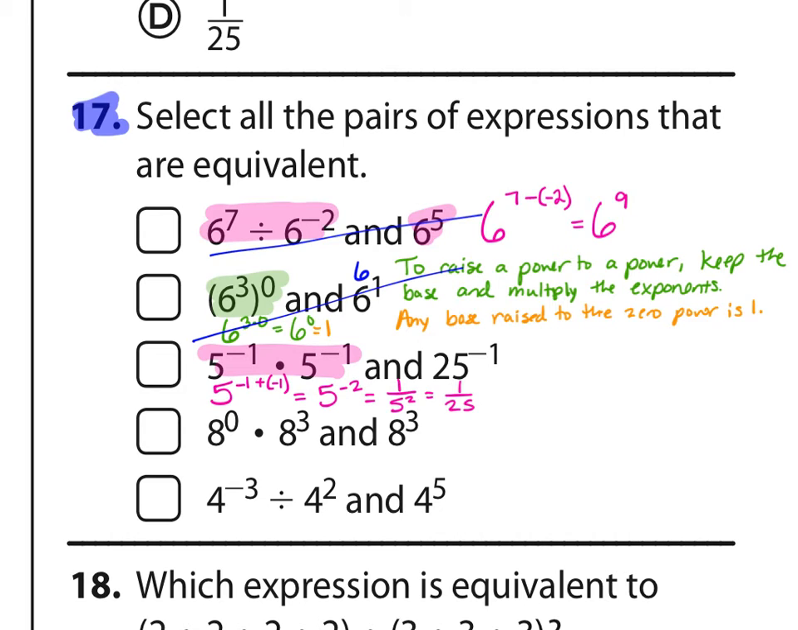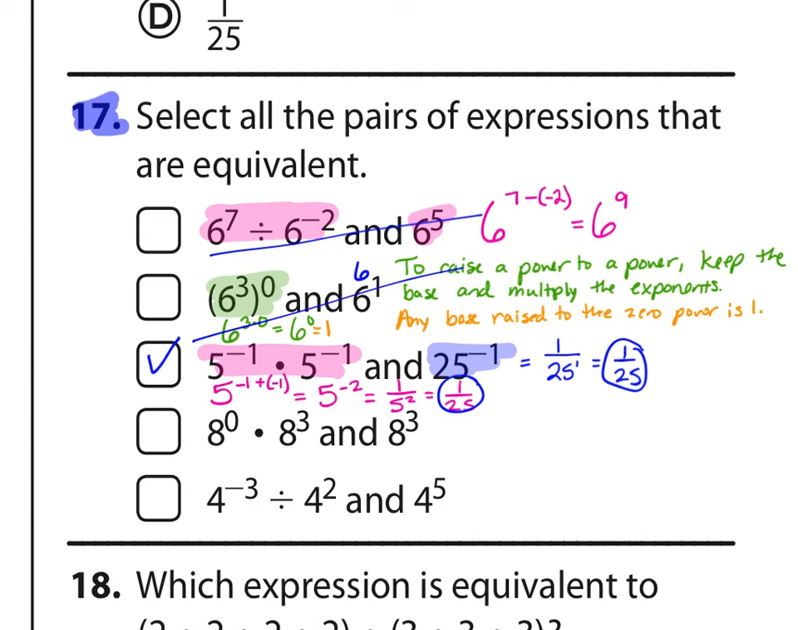Let's check this value here, 25 to the negative first power. That would be 1 over 25 to the first power, which is just 1 over 25. So these two are the same, so these are equivalent.